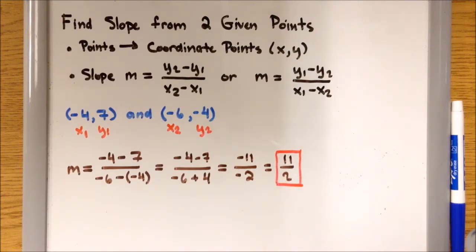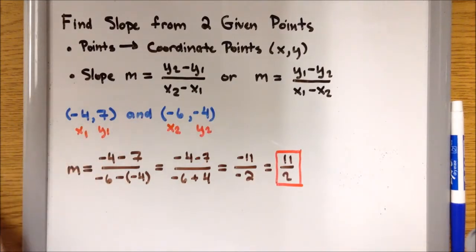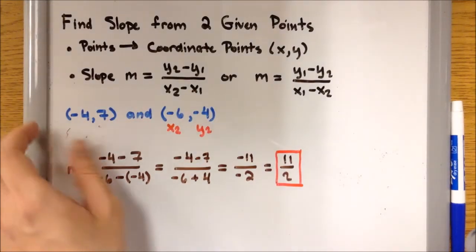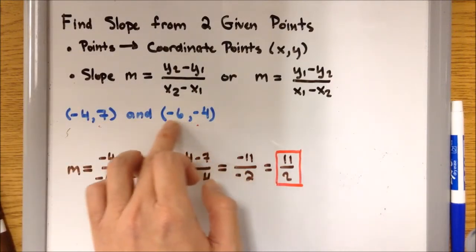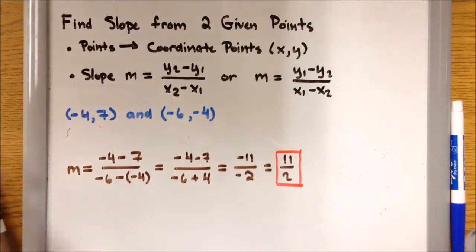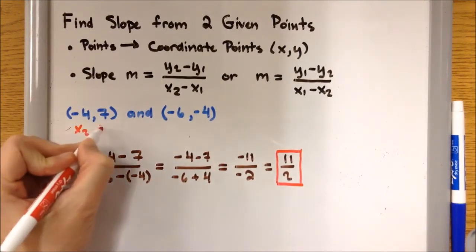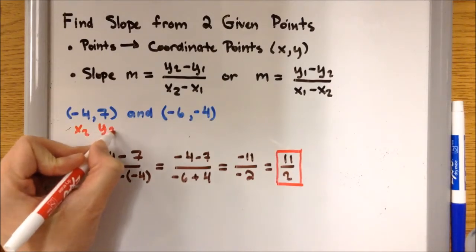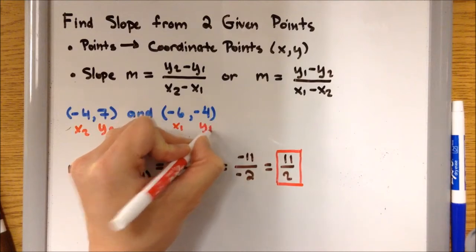Now, what happens if I reverse the order? So, instead of this becoming x1, y1, and this becoming x2 and y2, I switched the order. So this I chose to be x2, y2, then this x1, y1. What would happen?